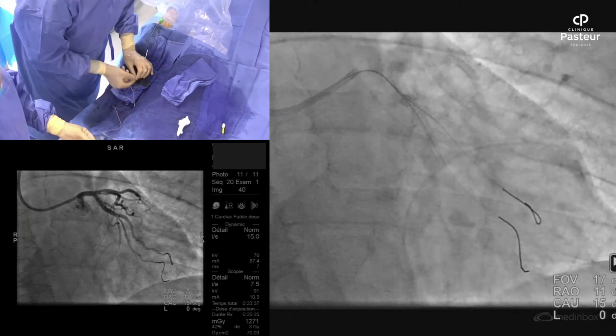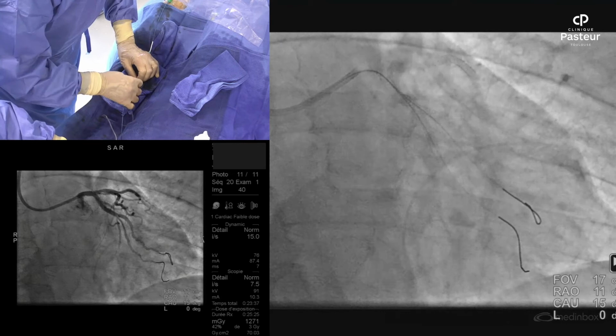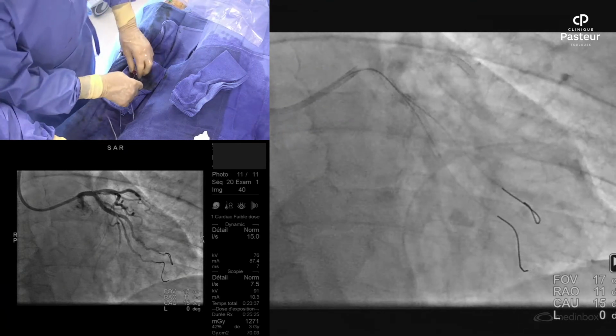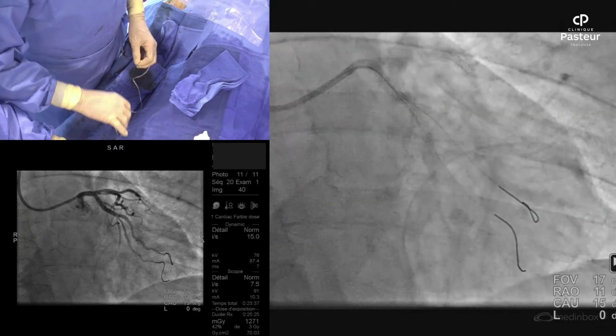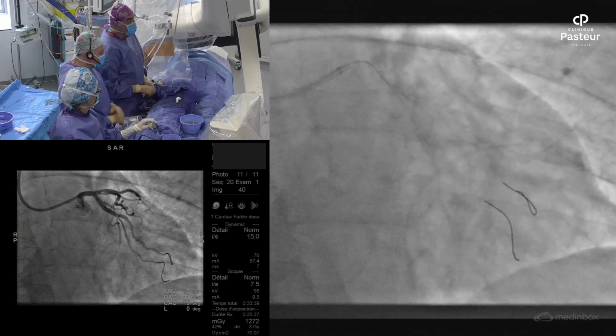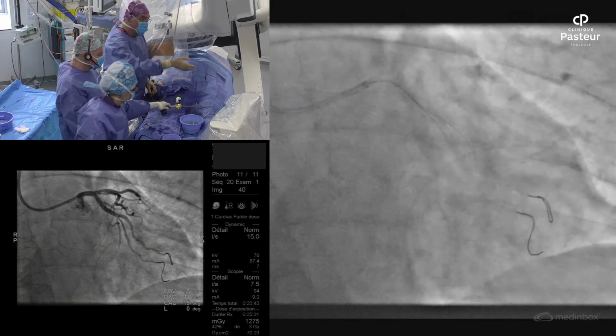It's true that if you have a more acute angle between the 2 vessels, OM1 and OM2, there is another possibility, to do the culotte technique. This is possible. Or to do the DK crush, which is totally different. In the DK crush, you start with the side branch.